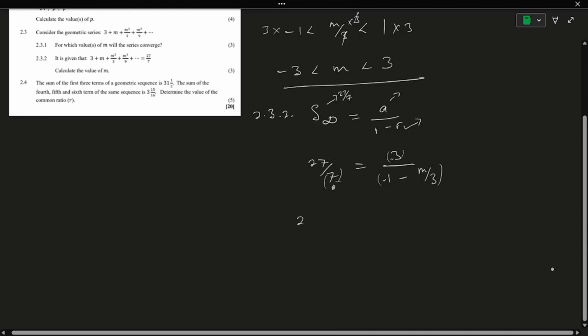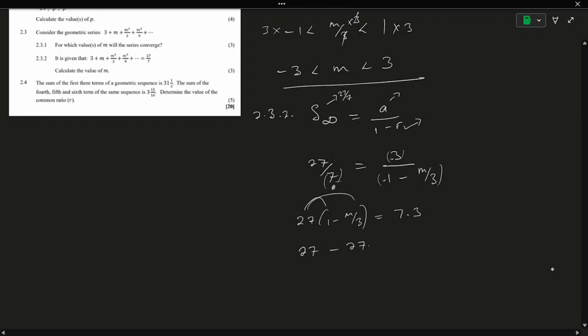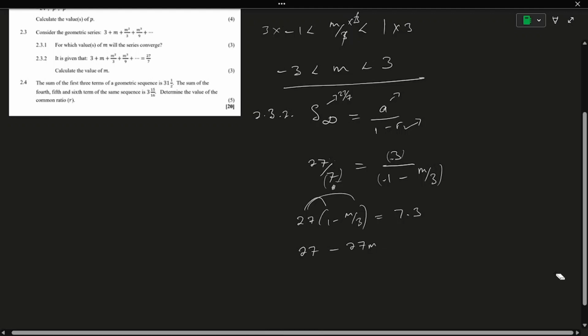So in other words, we're going to say 27 multiplied by 1 minus m divided by 3, and we're also going to say 7 times 3, so that we have something linear like this. So I'm multiplying in like this. I'm going to have 27 minus 27m divided by 3. Oh, I just realized that 27 divided by 3 is 9, so we can just say 9m, and 7 multiplied by 3, that's 21, right?